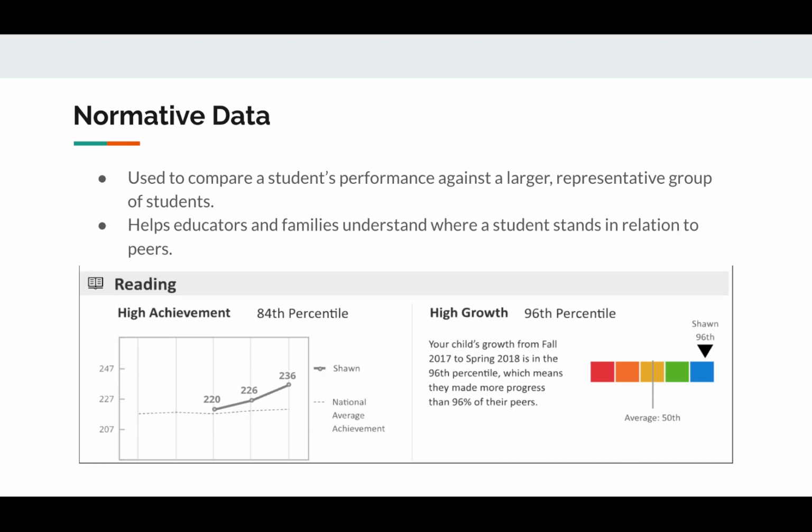Normative data. Normative data is used to compare a student's performance against a larger representative group of students. This comparison helps educators understand where a student stands in relation to their peers. Note that in this example, the dotted line indicates the national average achievement, and the solid line represents a student who is scoring well above the national norm.